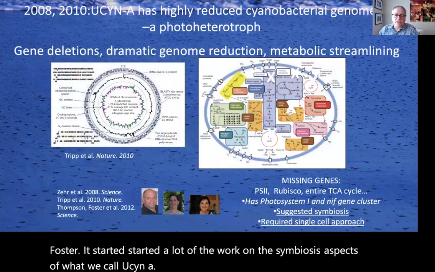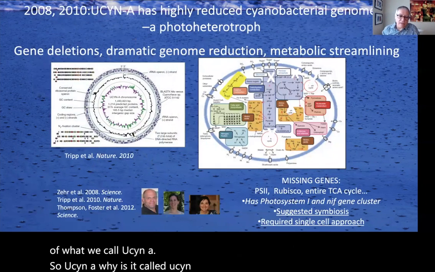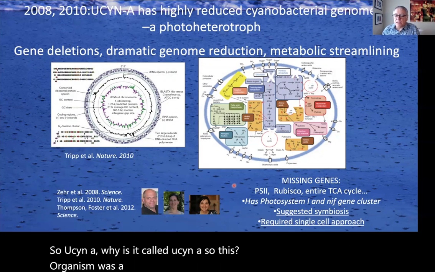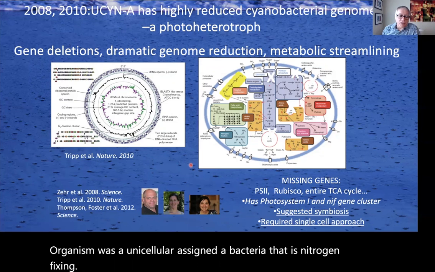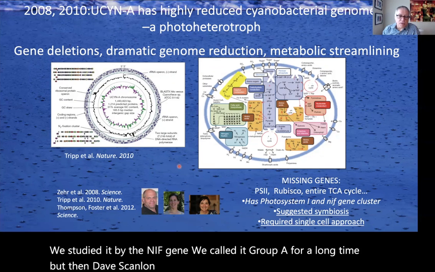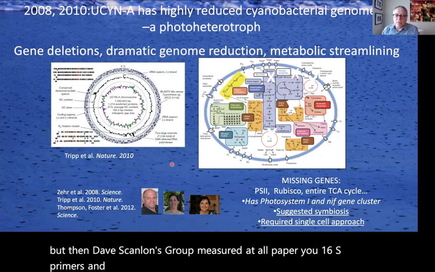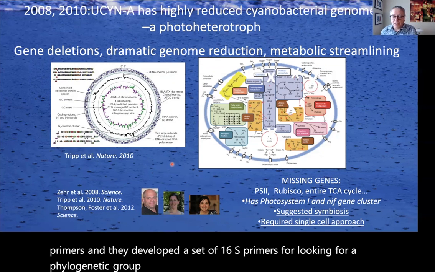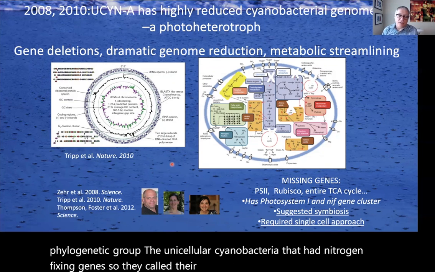So UCNA, why is it called UCNA? This organism was a unicellular cyanobacterium that is nitrogen fixing. We studied it by the NIF gene. We called it Group A for a long time, but then Dave Scanlon's group, the Mazard et al. paper, used 16S primers, and they developed a set of 16S primers for looking for a phylogenetic group, the unicellular cyanobacteria that had nitrogen fixing genes. So they called their primers UCN primers.